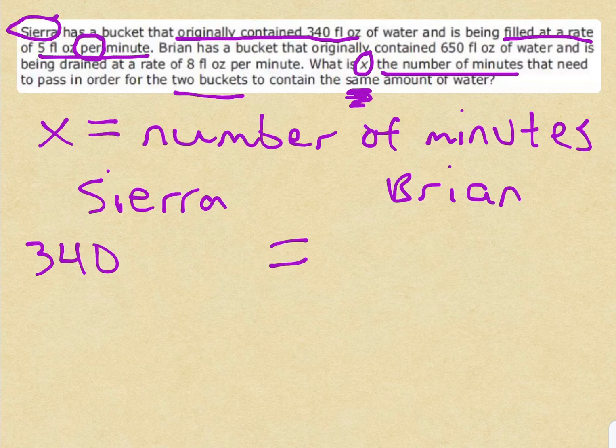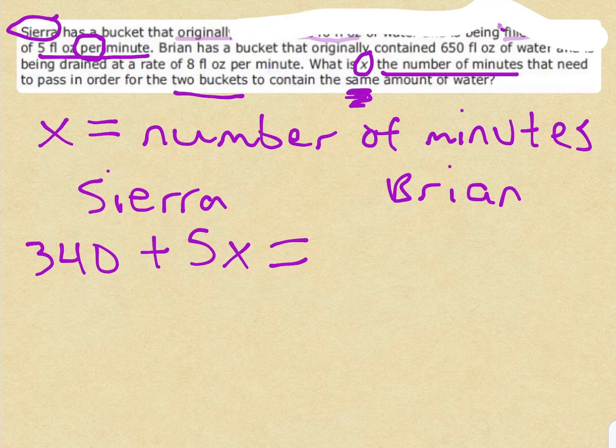Now I see this word per again means the same thing. Because we are filling up the bucket, it's going to be a positive 5x. 5 fluid ounces per minute. And we're filling up the bucket. We're putting more water in it.